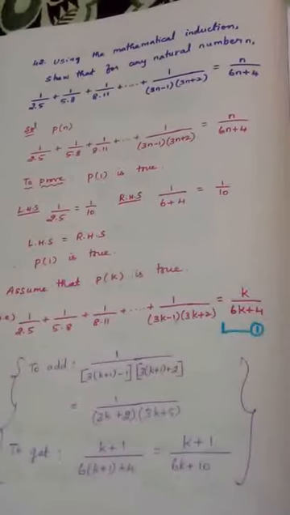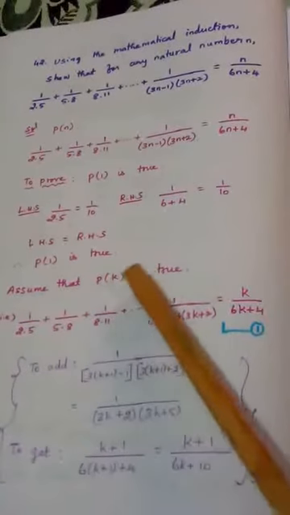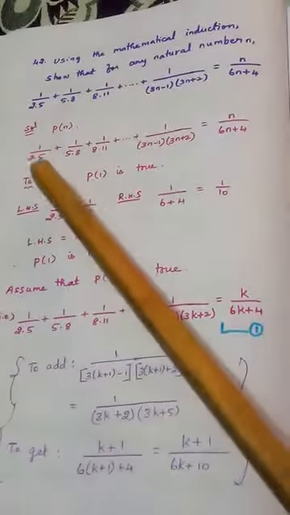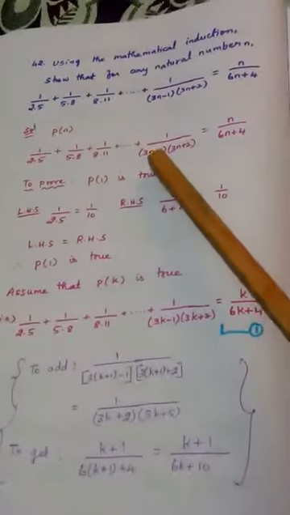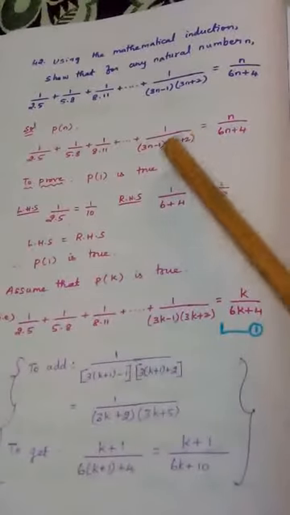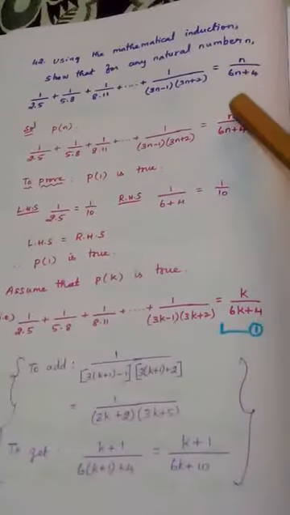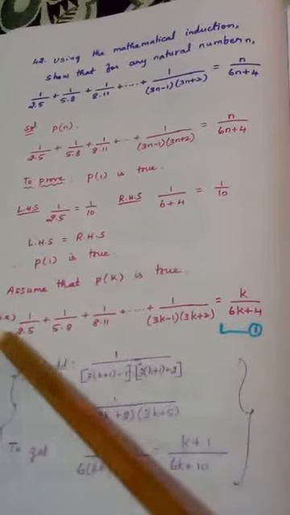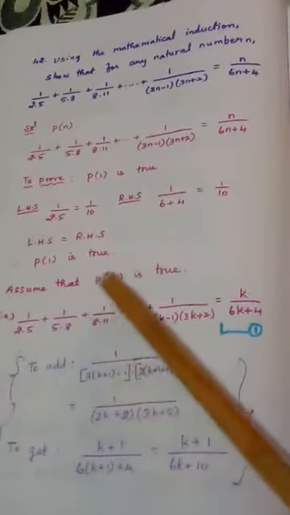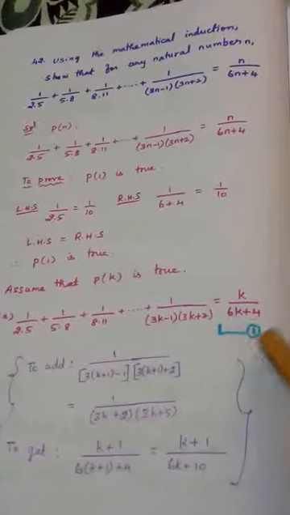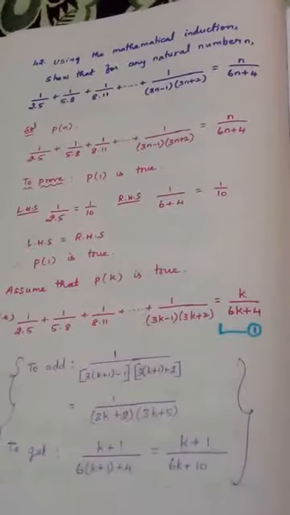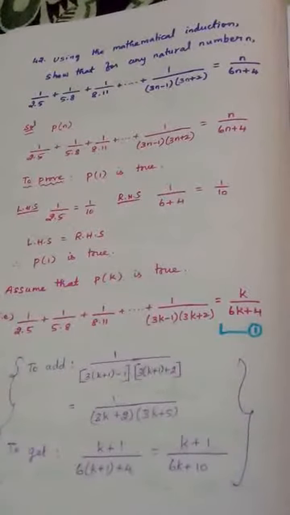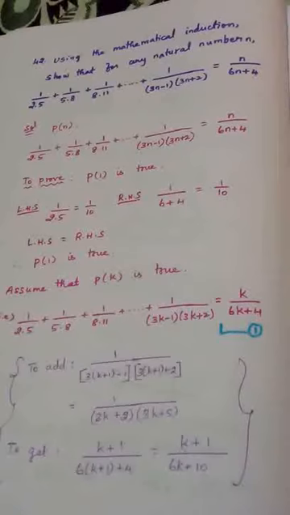First part is over. In the second part, we have to assume P of k is true, which means in this statement, in place of n you put k. So 3k plus 2, and on the right hand side also n is replaced by k. This is the result which we are taking as true, assuming that this is true. This is equation number 1. What we have to prove now? P of k plus 1 is true. That is what we need to prove.